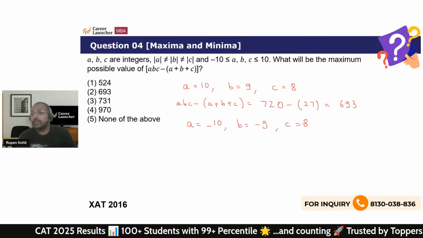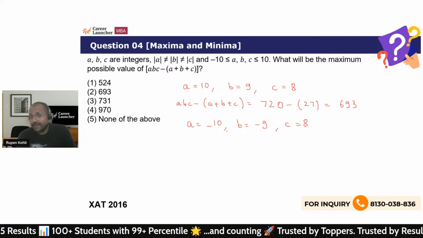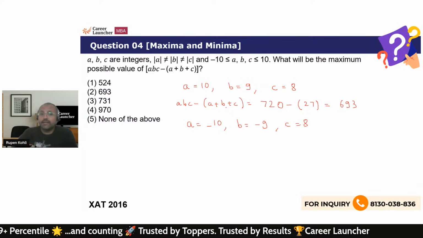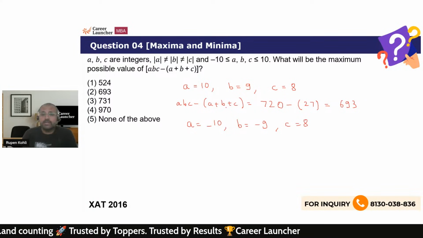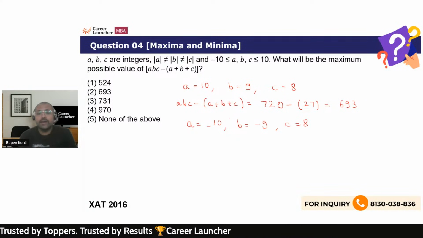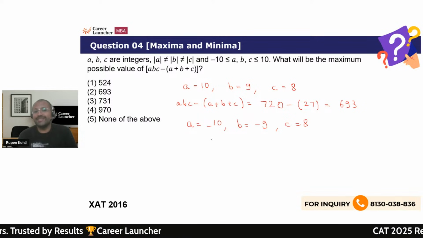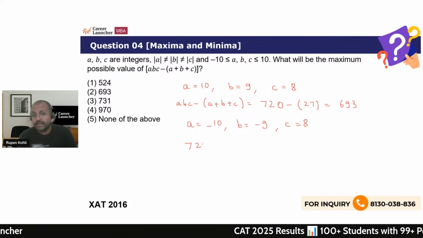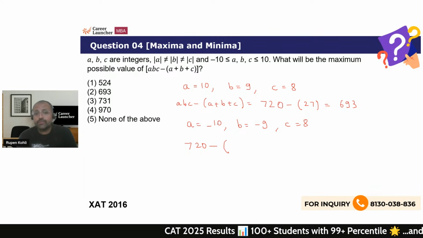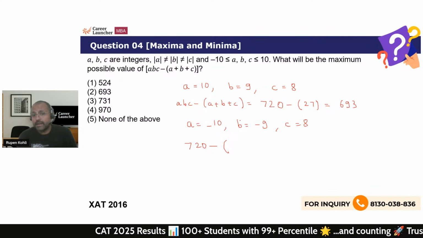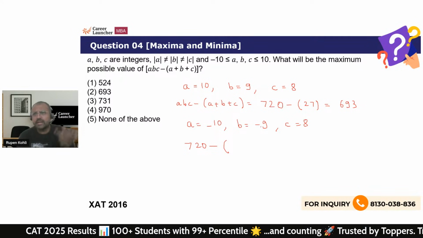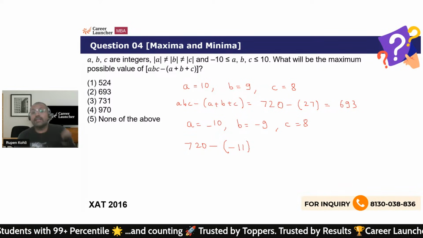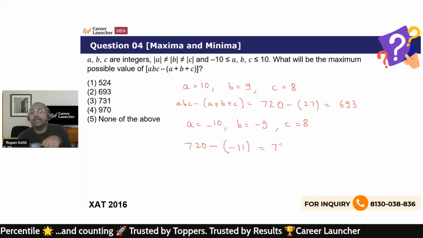Your product does not change. It is still 720. But in the subtraction, A plus B plus C has become negative. So negative of negative is positive, and eventually you end up getting a better deal. So with this choice, your ABC is still 720, and the sum is -10 minus 9, that is -19, plus 8, which is -11. So minus of -11 is +11. Now that's a better deal, 731.